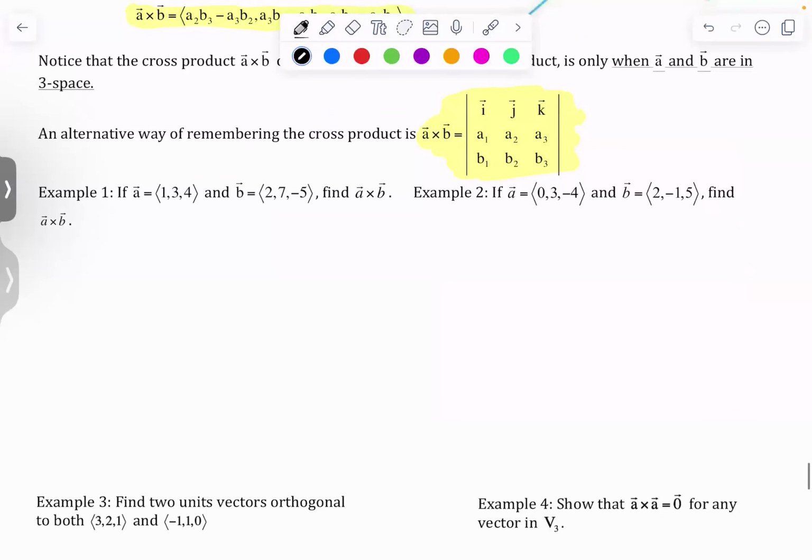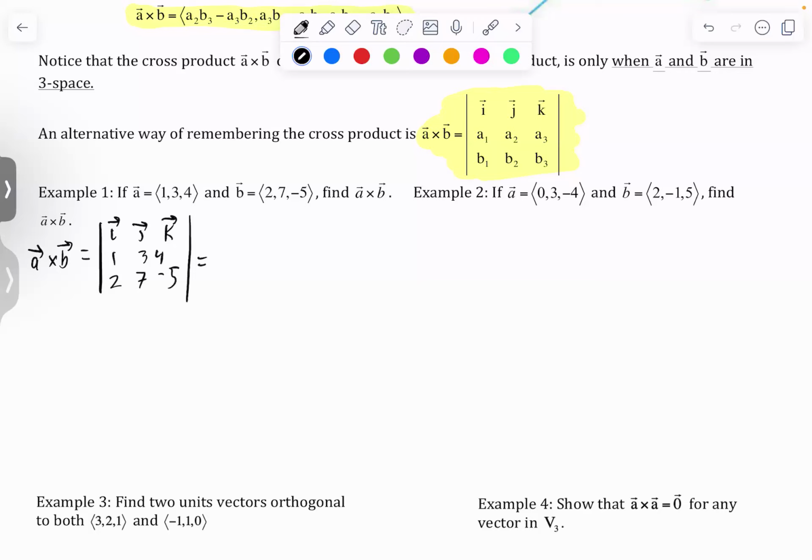So let's set this up. A cross B is going to be i, j, k, and then 1, 3, and 4, and then 2, 7, -5.